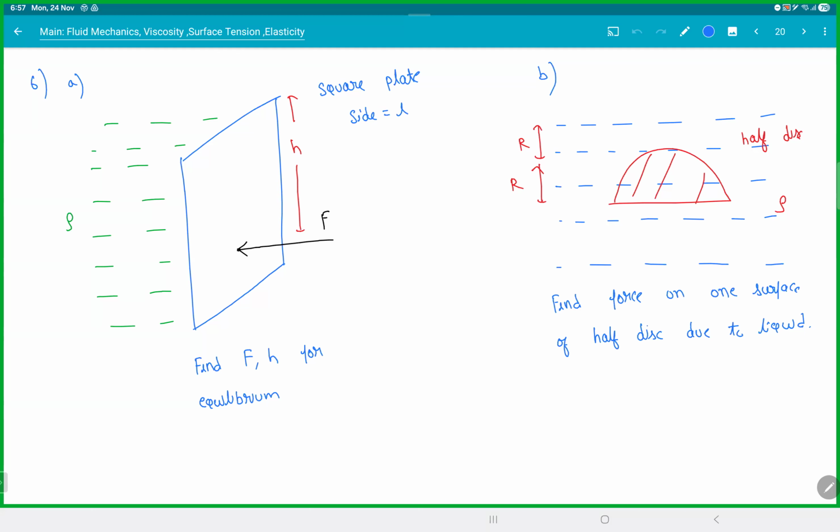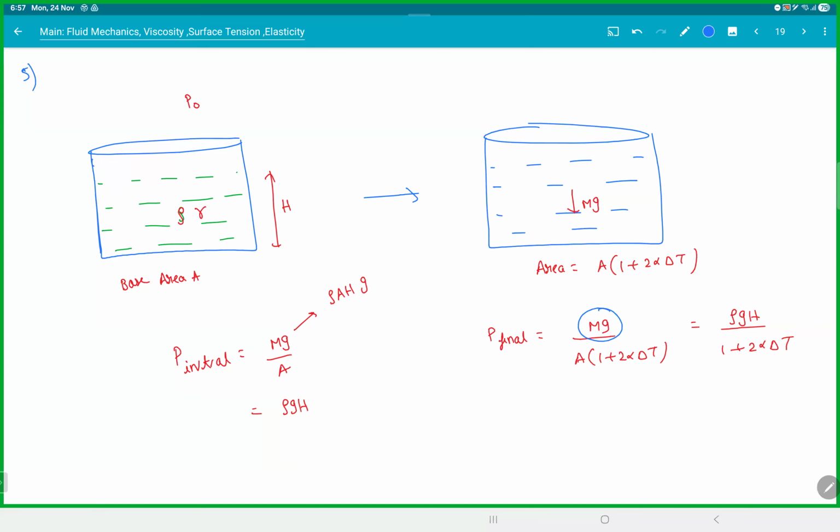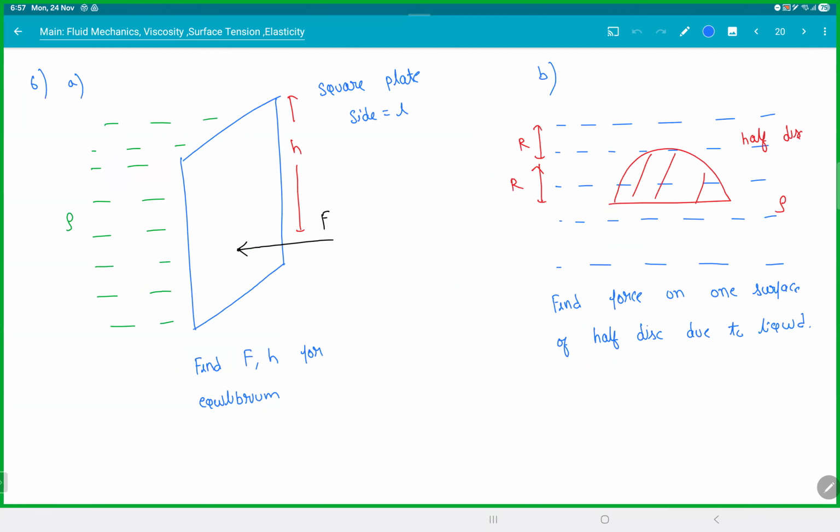Density changes in the final pressure. Oh God, mg doesn't change, right? I am not putting density. I am putting the value of m. The value of m is always the initial mass only. What is the initial mass? Rho AH. In case you're still worried, I'll show you why. Density becomes rho into (1 plus gamma delta T). Volume becomes (1 plus gamma delta T). This will always cancel. Density drops, volume increases, so net mass will remain the same.